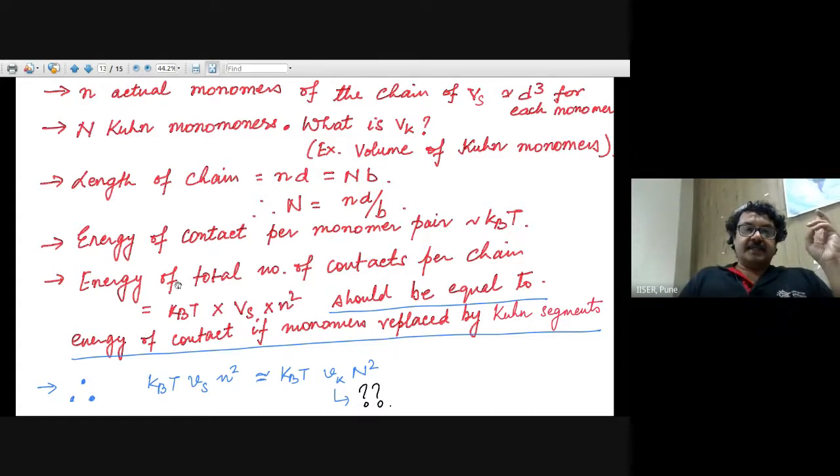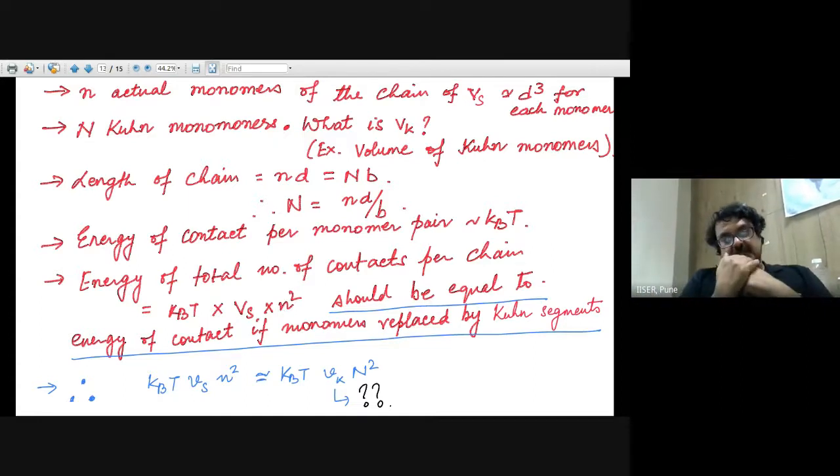But the energy of total number of contacts per chain, as we discussed earlier, should be equal to kBT into Vs, where Vs is the excluded volume of each monomer, right, equal to d cube if you have hardcore repulsion, into n square, right? Because probability, and then into n, as we discussed in the Flory theory as well as in the beginning of today's class. And this is the energy of interaction due to contact between all real monomer pairs.